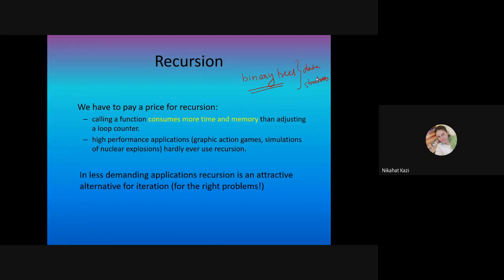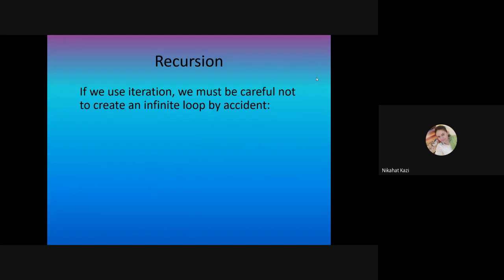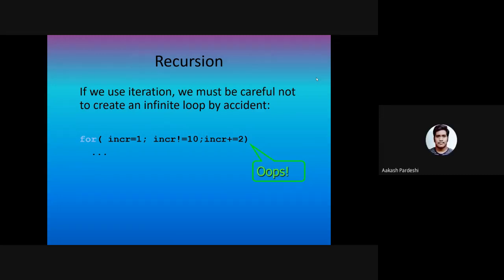If you're using iteration, we know that we should be careful about writing loops, right? We should not make mistakes such that our loop turns out to be infinite. For example, this is an oops moment for an iterative solution that we are writing. What is the problem with this for loop? It will go to 9 and it will jump to 11. Exactly. So it will never terminate, right?